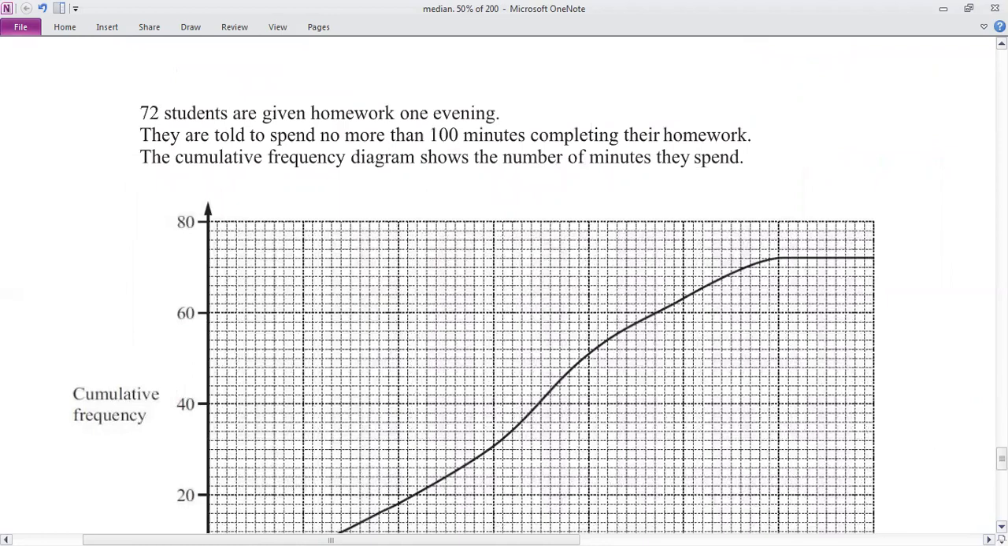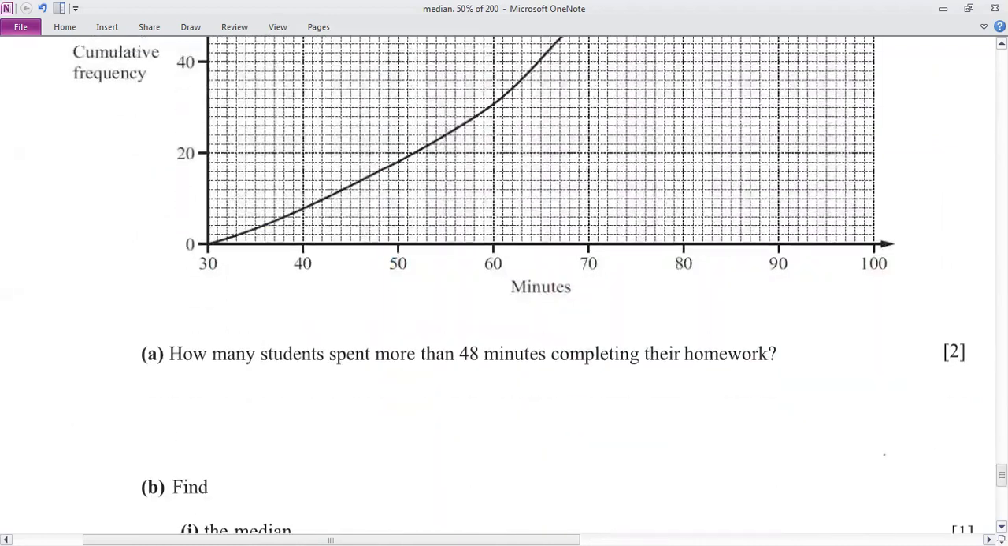Coming to this one now. First question is, how many students spend more than 48 minutes completing their homework? So this is the minute side. Where is 48? Here it is 48, because you can see 10 boxes between 30 to 40, so each box is 1. So this is 48. So from 48, draw the line.